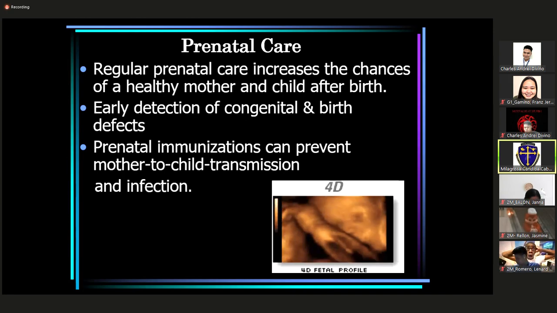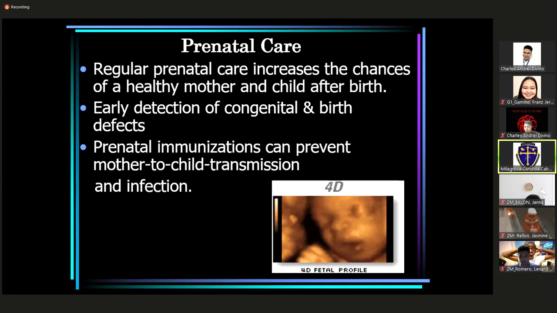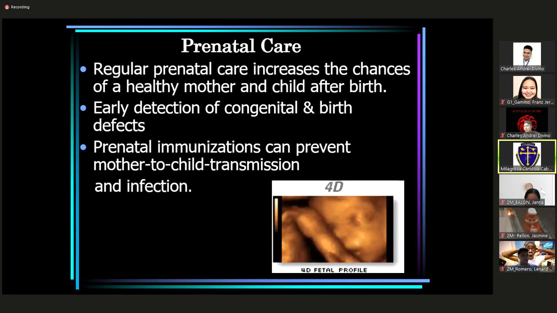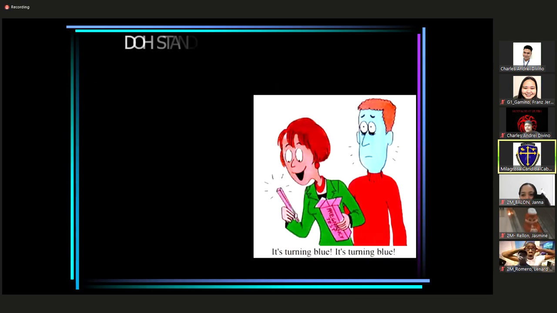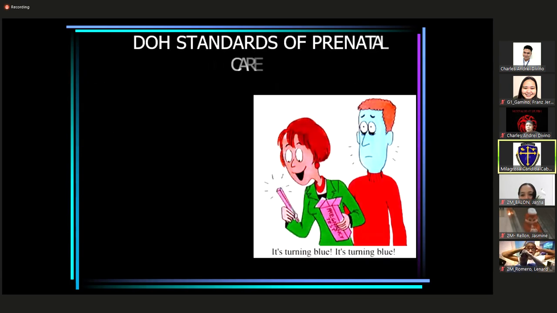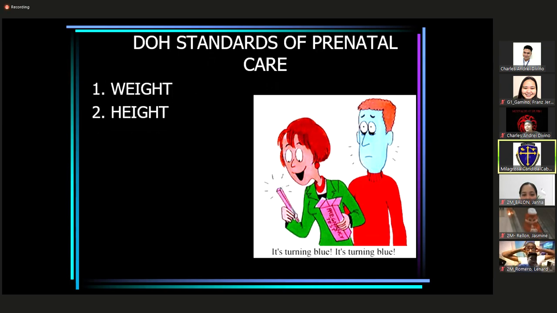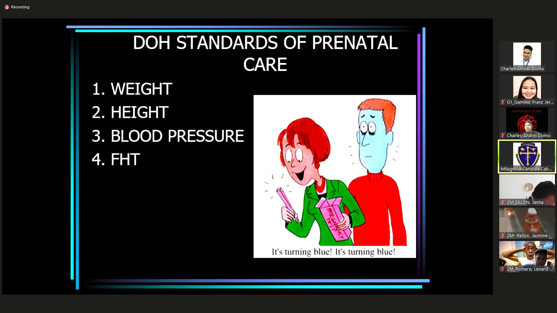Kung magte-take ng medication. Kung ang headache talaga very terrible, then the mildest form of analgesics is given to the mother. Alright? So, yan. So, we go now to the DOH standards of prenatal care. Okay? So, we have the weight. Okay, the height, the blood pressure, the FHT, and of course, the fundic height. Yan pa muna yung 5, guys.